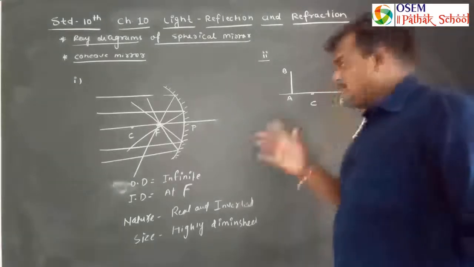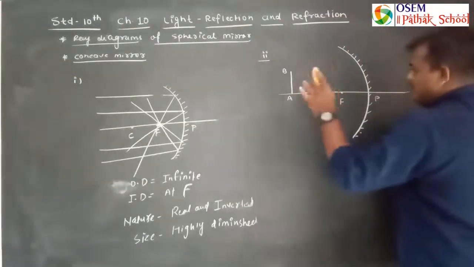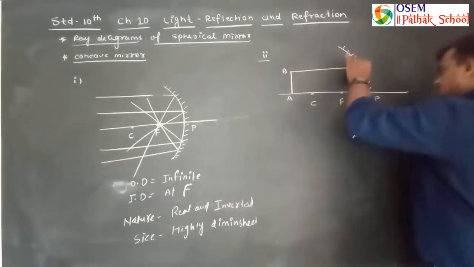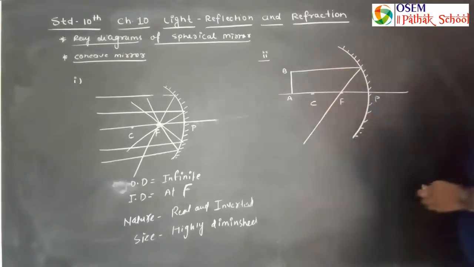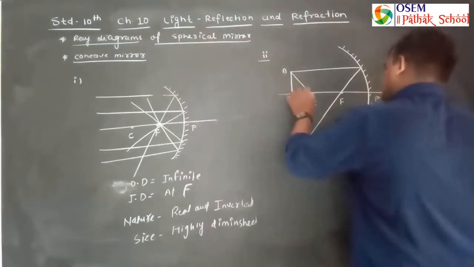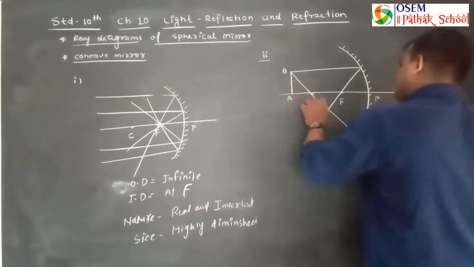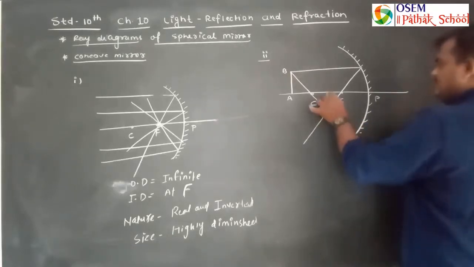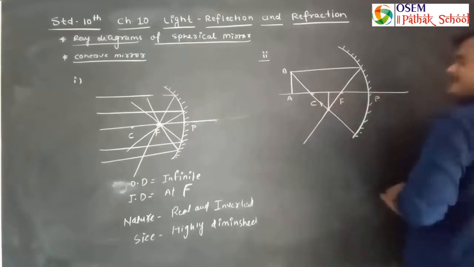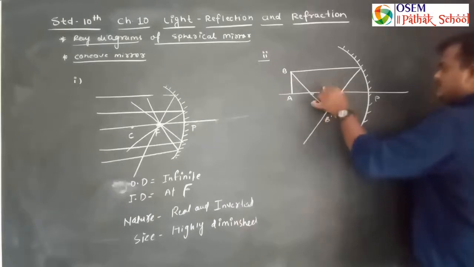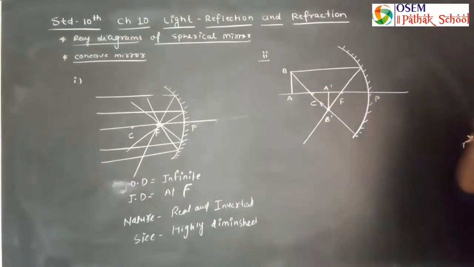Now the image formed by this mirror, there are two types of rays coming. First ray coming parallelly is reflected and passes through the principal focus. And second ray passing through the center of curvature gets reflected in that same direction. So two rays meet here. So here the image is created. So this is our A dash, B dash. So this is our ray diagram of the second case.